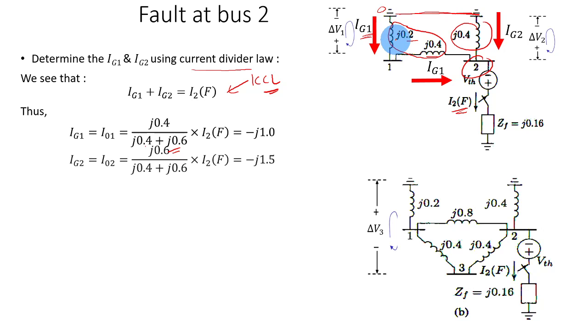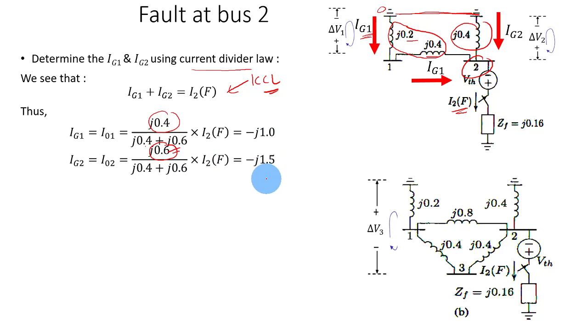Similarly, we can do the same current divider law for the other branch, using the same principle. The only difference is the value of the impedance on the numerator. Instead of 0.4 it's now 0.6. So the total current is minus 1.5.